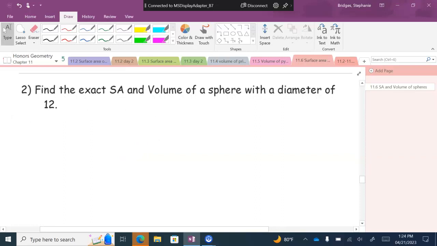32 pi over 3. All right, go ahead and try this one. Find the exact surface area and volume of a sphere with a diameter of 12.